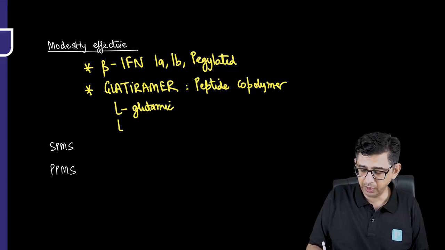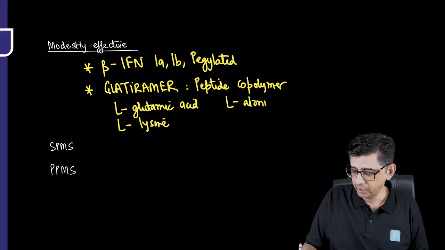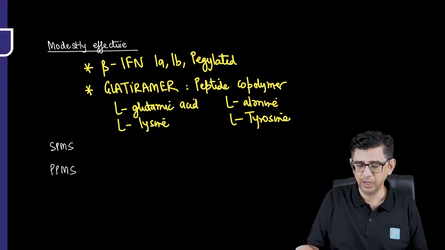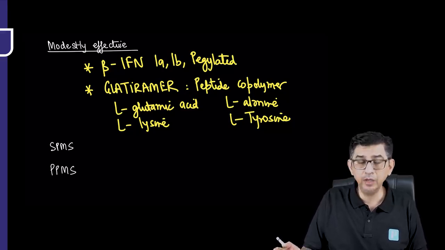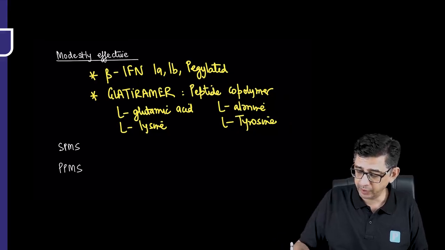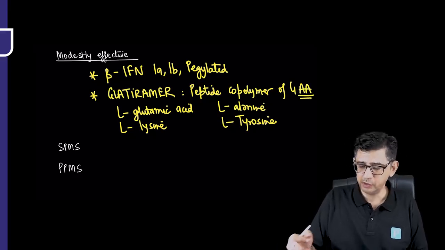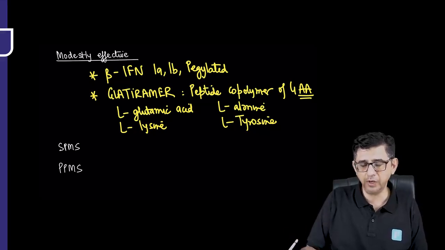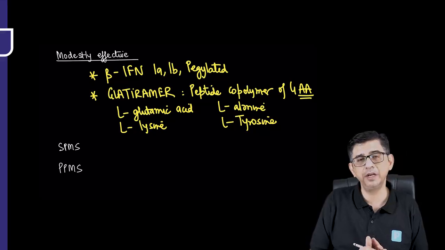So it would be L-glutamic acid. Then apart from L-glutamic acid, present is lysine, the levo isomer, then alanine, and then tyrosine. So you just need to remember the amino acids mentioned for glatiramer: glutamic acid, lysine, alanine and tyrosine, and they are the building blocks. It's a peptide copolymer of 4 amino acids. AA stands for amino acids. This peptide copolymer, the amino acids mentioned here, are the building blocks of myelin basic protein, and we are trying to provide the raw material for remyelination in these patients along with injections of beta interferon.